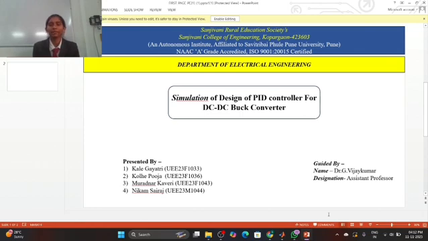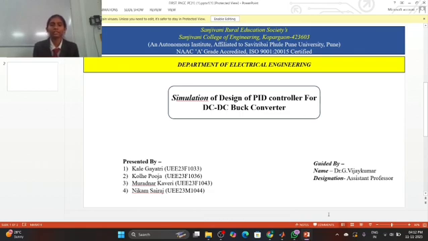This project was guided by our sir, Dr. Vijay Kumar sir. The main objective of our project is to design a simulation of a PID controller that regulates the output voltage of a DC to DC converter using MATLAB Simulink. Through the simulation, we aim to demonstrate how the feedback-based control system maintains a constant and stable output voltage even when the input voltage or load varies.